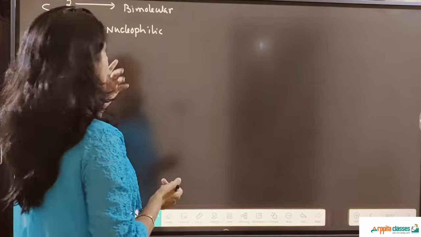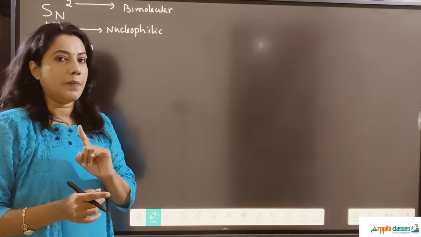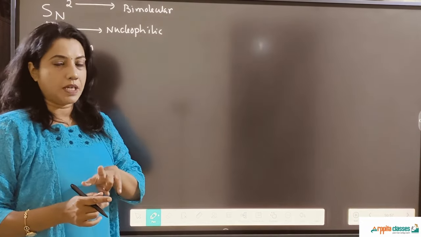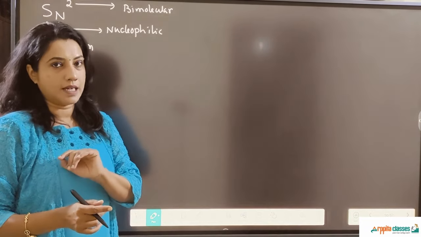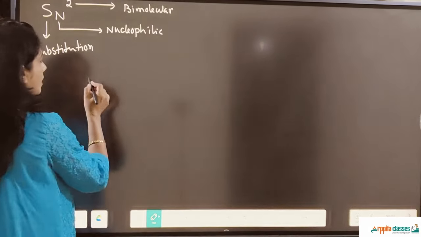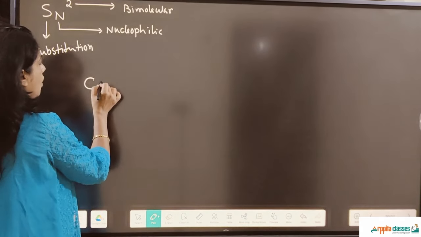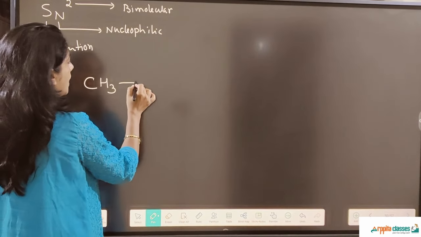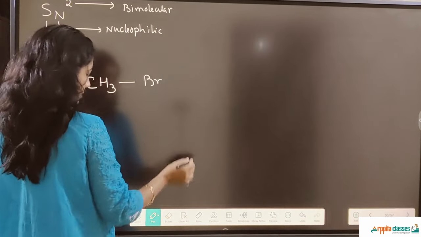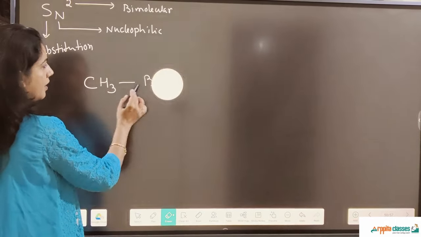The SN2 mechanism goes via one step only. In SN1 there were two steps, but in SN2 there is only one step. So what happens here is, we will take a 1 degree alkyl halide. Suppose I am taking the example of CH3Br. I will write the reaction over there.